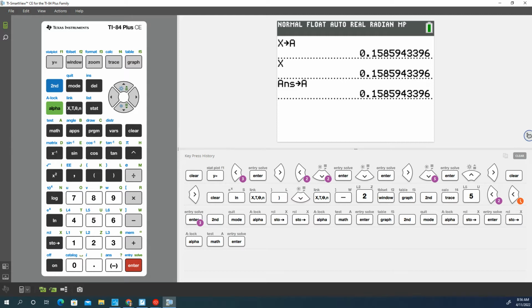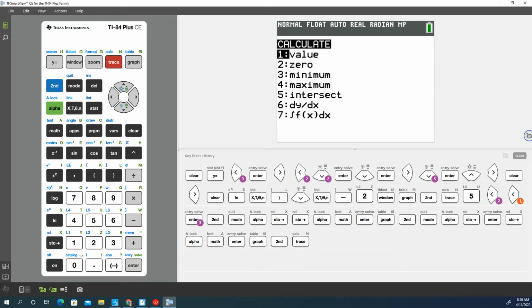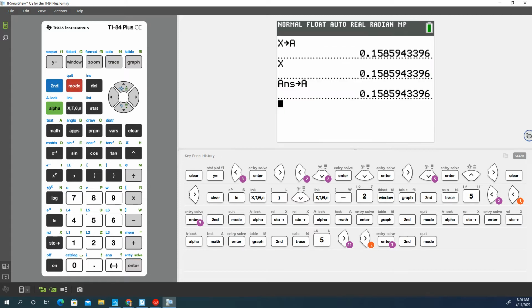All right, we're going to do the same thing for the next one. Intersect. Number 5. First curve. Second curve. Yep. So now your calculator will have this one in. Are you talking about for this one? Oh, for the first one. Okay, well now mine's not going to have that X value anymore. But alpha X is right here, and then you just want to store it as something else.